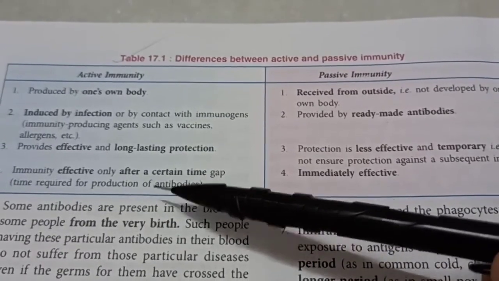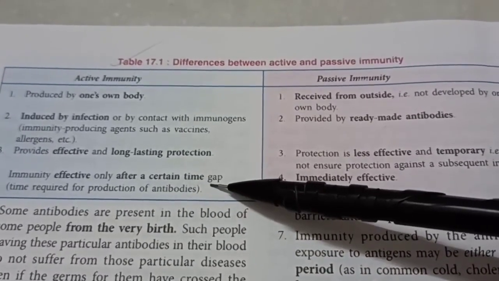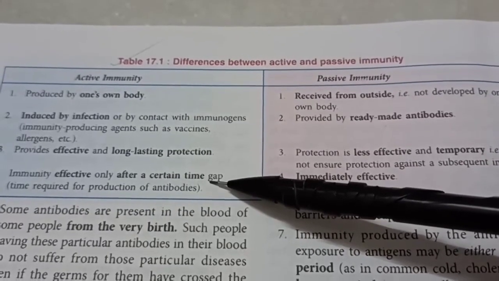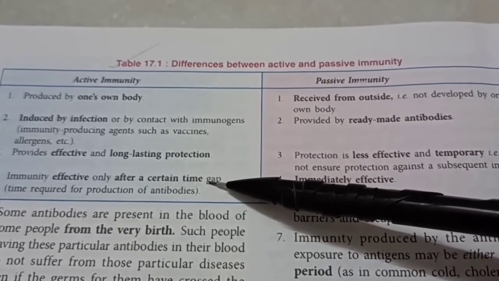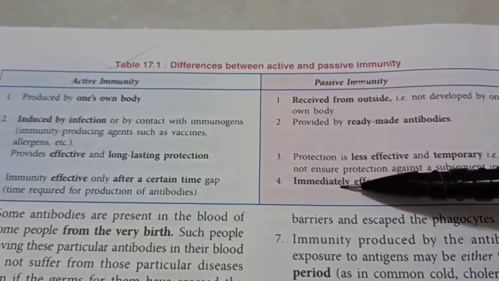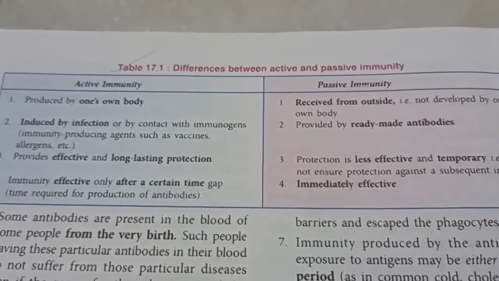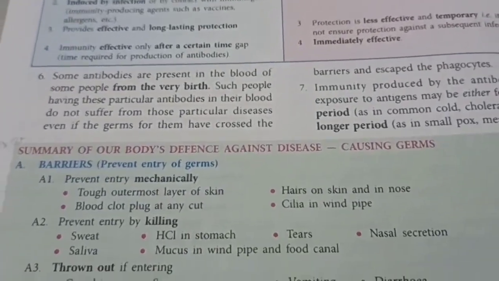This will be effective only after a certain time gap. So if you get infected, it will take time for your WBCs to prepare the antibodies. Then only they can attack the germs. Whereas passive immunity is immediate. So both have their pros and cons. Here's a summary of whatever we just studied.